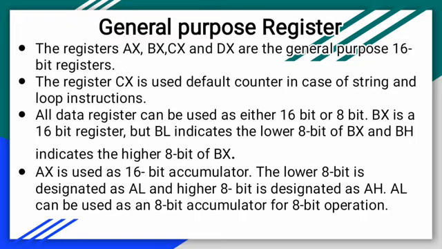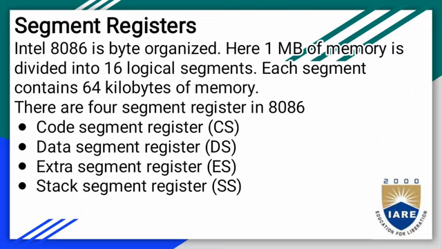AX is used as a 16-bit accumulator. The lower 8 bits are designated as AL and the higher 8 bits are designated as AH. AL can be used as an 8-bit accumulator for 8-bit operation. This is a brief overview of general purpose registers. Moving further.